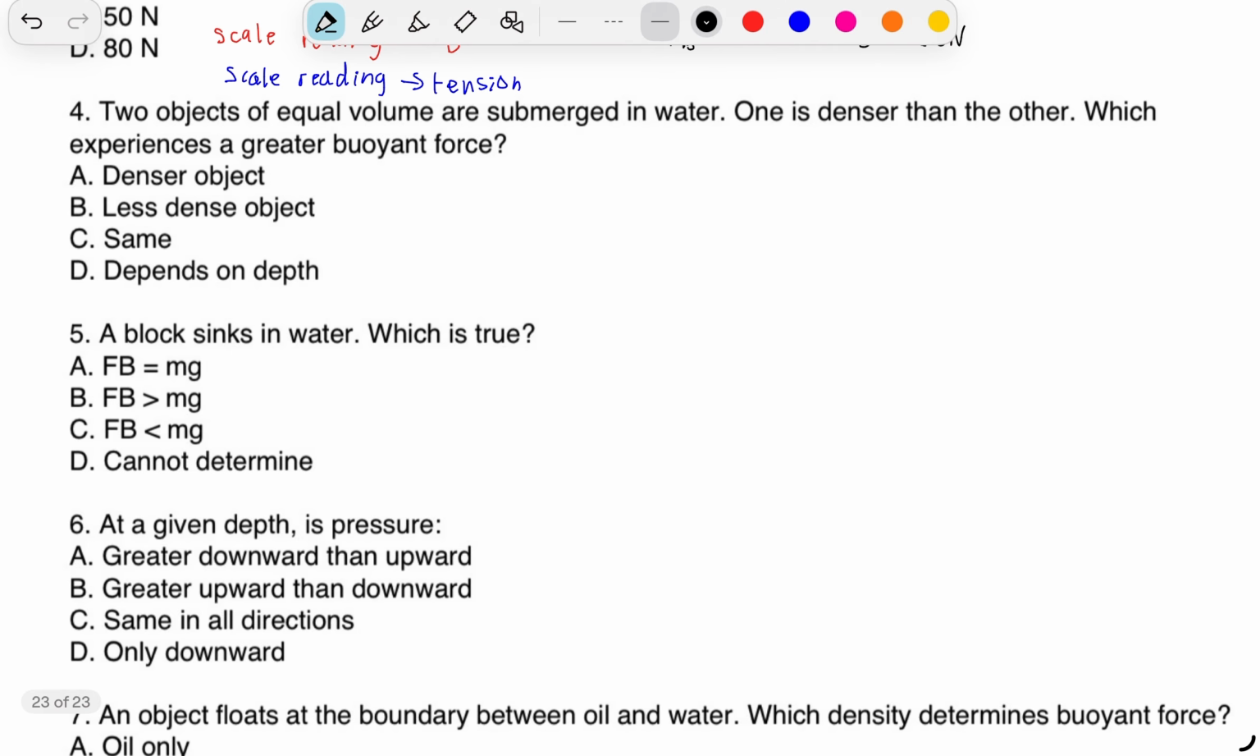Two objects of equal volume are submerged in water. One is denser than the other. Which experiences a greater buoyant force? This is a question where you can mess up by confusing density and mass. The answer here is that they're going to experience the same buoyant force. Because in your buoyant force formula, you have density of the fluid times volume times g, and we only depend on the fluid density and the displaced volume, and of course g, but that's going to be the same, not on object density.